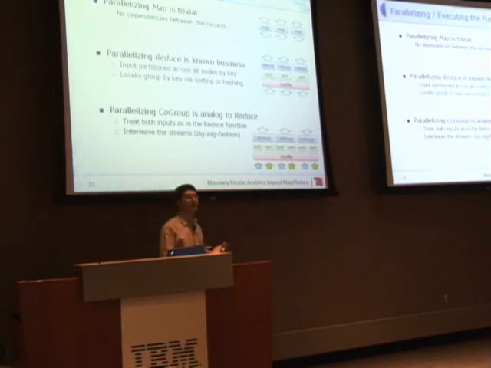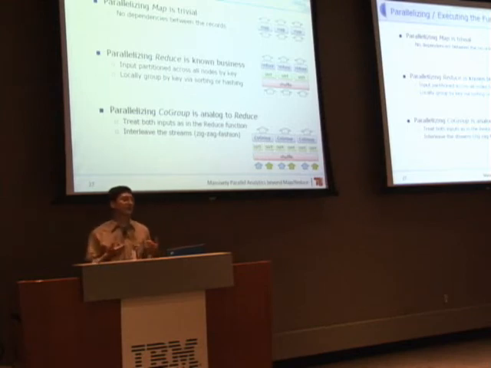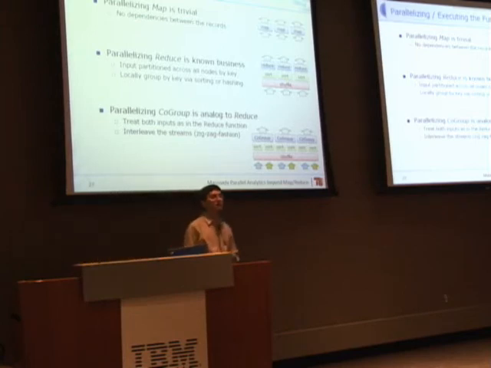to reduce, but the only thing is you have to treat both inputs in the reduce function, and you interleave the streams in a zigzag fashion. And some people, when they implement joins in Hadoop, they actually do this now in their user code. So that's how you can actually teach Hadoop to do joins. The only problem is then you make your parallelization explicit, right? So you make it really explicit in your user code.